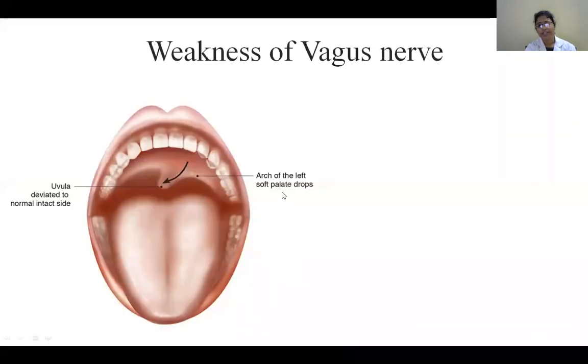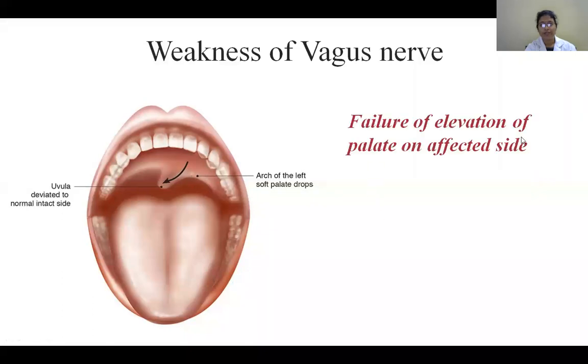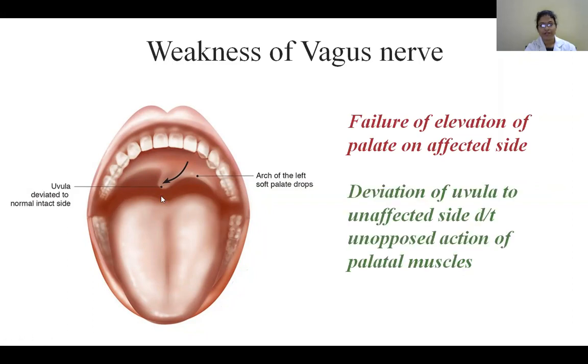So if there is weakness or lesion of vagus nerve, what is going to happen? On the affected side, the arch is going to drop, meaning there will be failure of elevation of palate on the affected side. And because this side is healthy, what is going to happen? The healthy muscles are going to pull the uvula towards themselves. So uvula gets deviated to the normal side because of unopposed action of the healthy side.